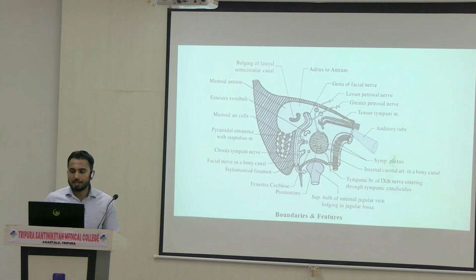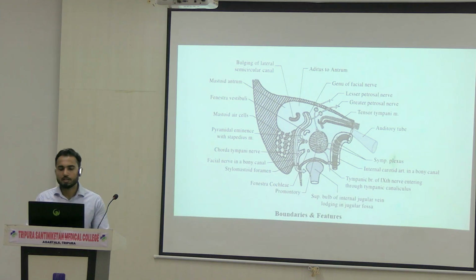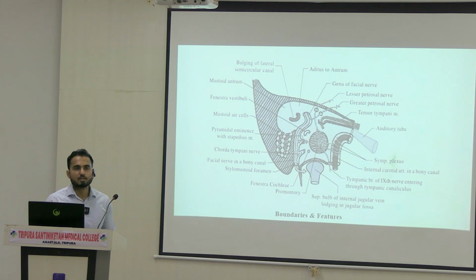Next, in some cases the floor may be deficient. At that time, what happens? The tympanic cavity is supported by a mucous membrane and fibrous tissue. There may be some reason where the bony part of the floor is absent. If it is absent, then a mucous membrane and fibrous tissue form the floor. Now, the most important relation of the floor is the superior bulb of the internal jugular vein. The internal jugular vein we have already discussed, and I have mentioned the bulbs of the jugular vein.